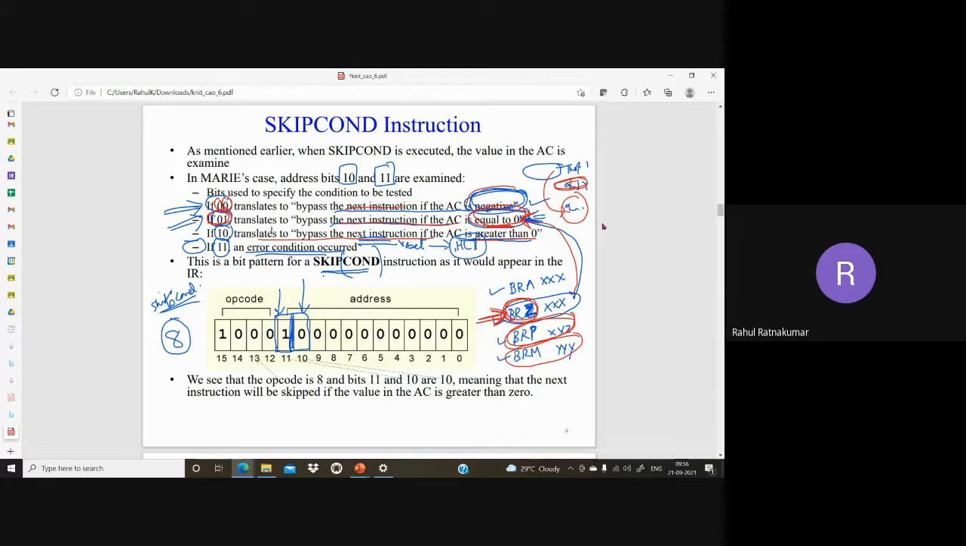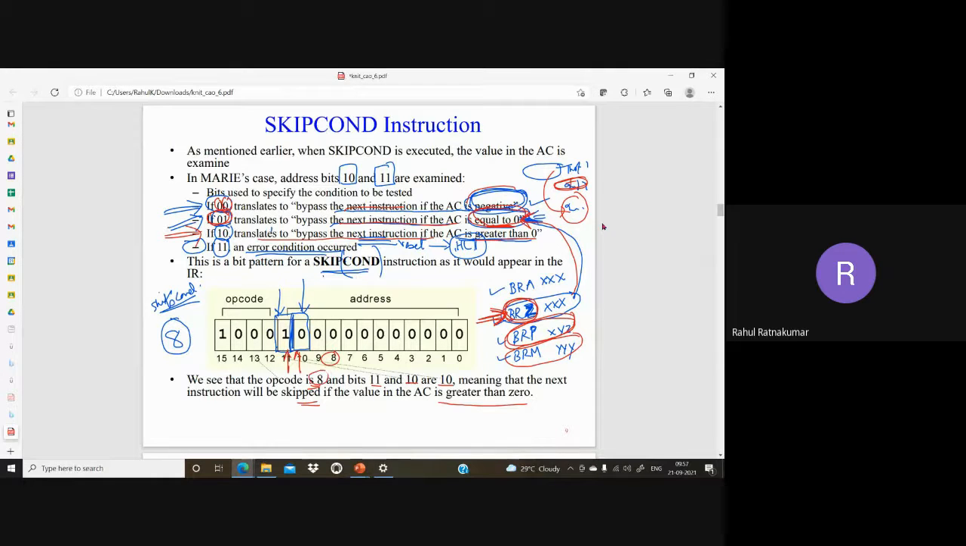Now we see that opcode 8 is here. Bits 11 and 10 are 1 0, meaning that the next instruction will be skipped if the value of the accumulator is greater than 0. In this example, you can see 1 and 0 for the 11th and 10th bits. That means we go to this instruction: 1 and 0 translate to bypass the next instruction if the accumulator is greater than 0. So it will check whether the accumulator value is greater than 0, and the next instruction will be skipped if so.